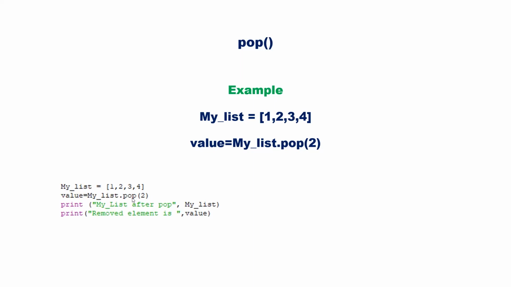After the pop operation, if you print my list, the list will be 1, 2, 4. 3 is removed from the list. We have saved the removed value in the variable value. So when we print value, we will get 3 here because 3 is the element that we have removed.